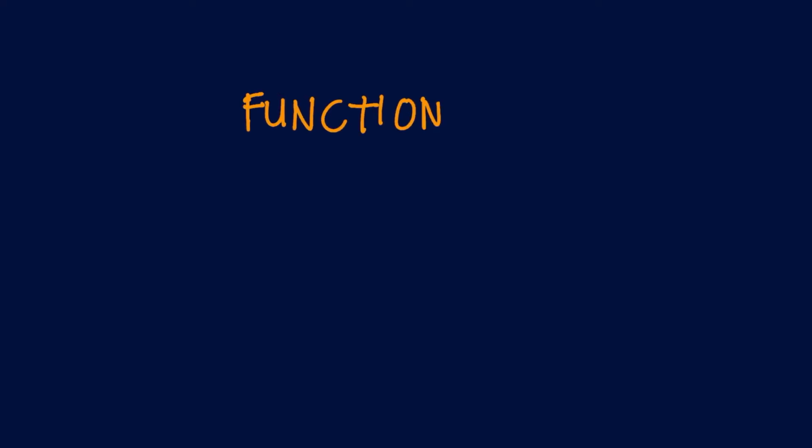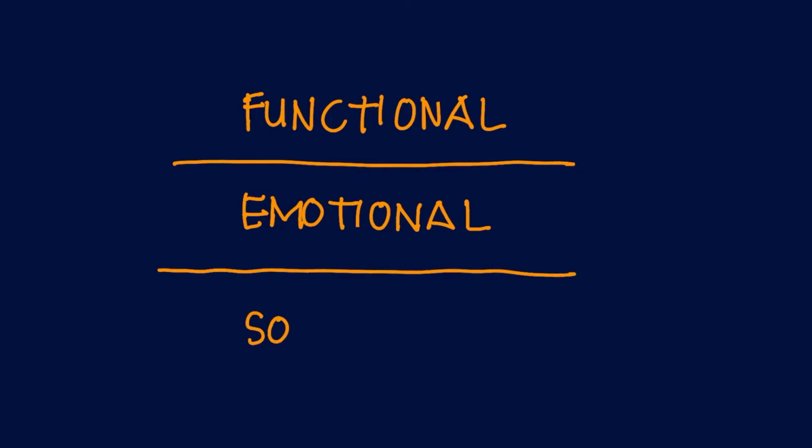And when you're creating your example, make sure to include the 3 levels at which people buy: the functional, the emotional, and the social.